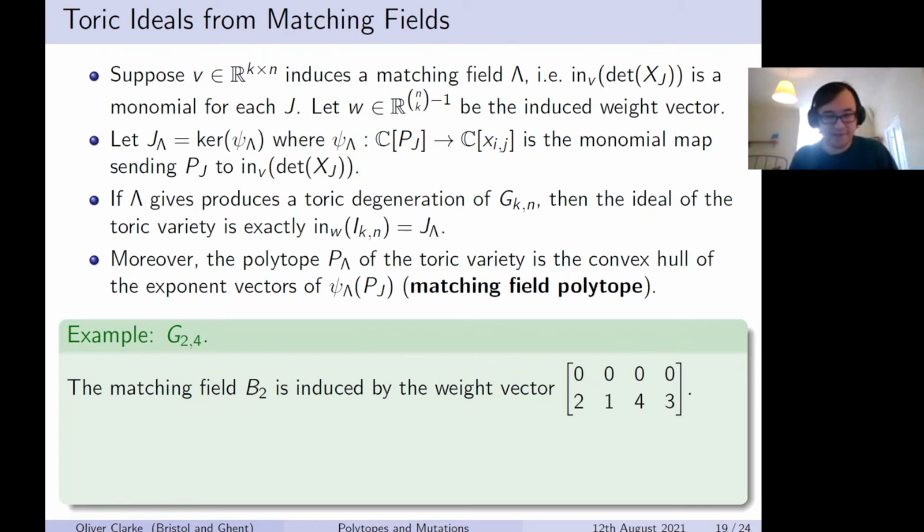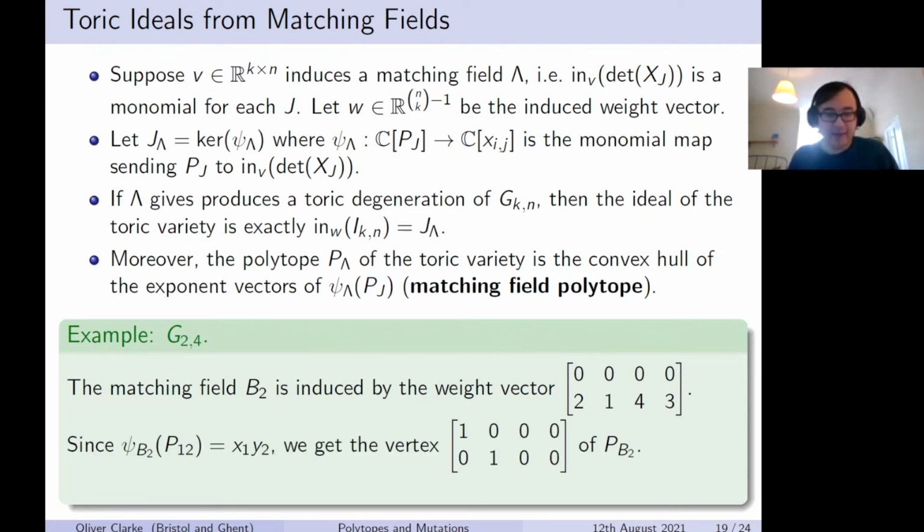So let's see a running example. Let's say I've got my matching field B2, which is induced by this weight vector. And say I want to look at what happens to P12 under this psi map. Well, what is P12 sent to? It is the determinant on the first two columns, and the initial term is going to be the leading diagonal term, because 0 plus 1 is less than 0 plus 2. So if you do this for all of the variables P_ij, then you get a collection of these vectors. And if you take their convex hull, you're going to get a polytope.